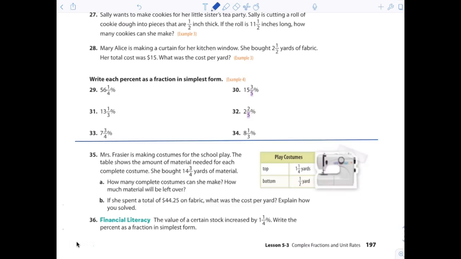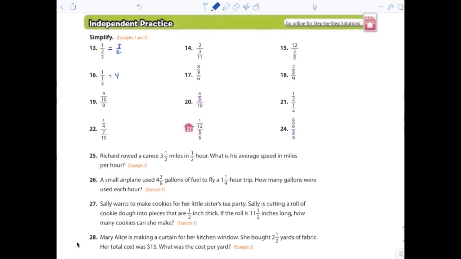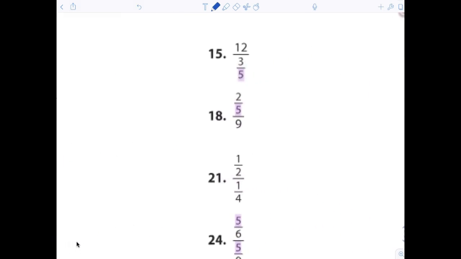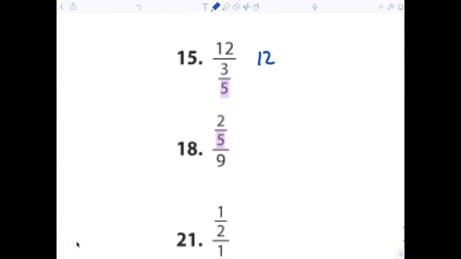Yes, sir. So for the simplify one, is it the one under or above the big line that you have? Well, I know it's kind of weird, right? It's like this line is bigger. You with me? So it'd be 9/10 divided by 9. Can you look at 15 and tell me? Yeah. 15 looks to me like it's 12 divided by 3/5.